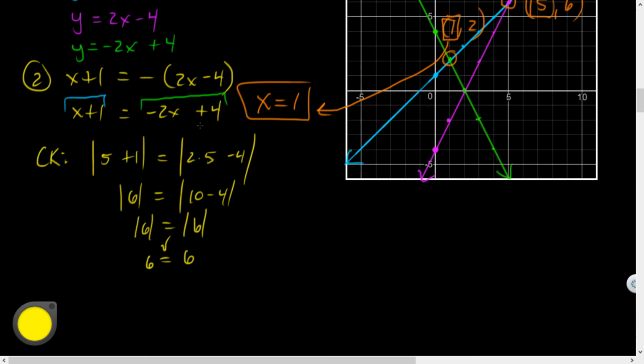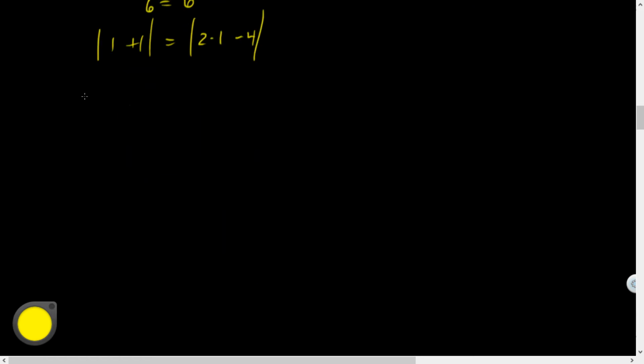So the first one worked, 5 worked. Let's check 1. Is the absolute value of 1 plus 1 equal to the absolute value of 2 times 1 minus 4? This one actually is going to utilize the absolute value part. So abs 1 plus 1 is abs 2. 2 times 1 is 2.